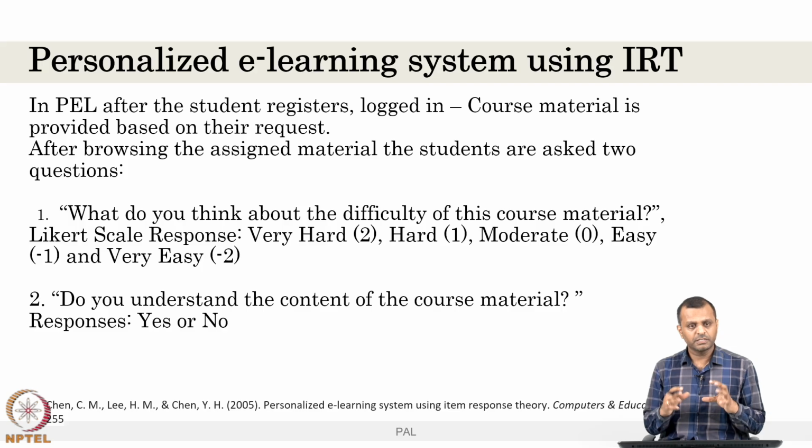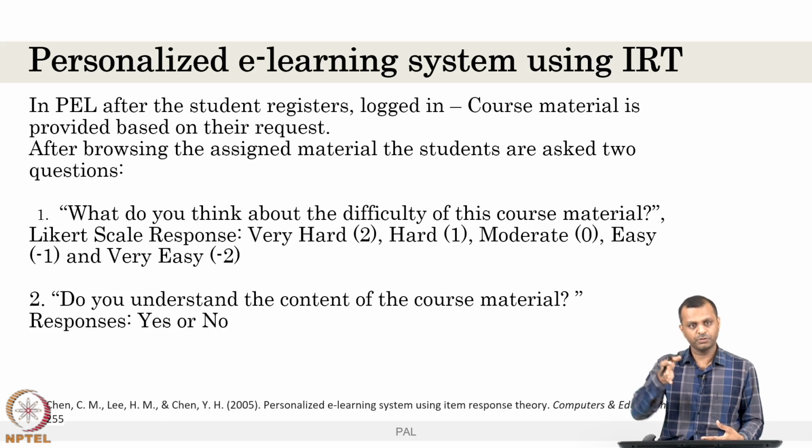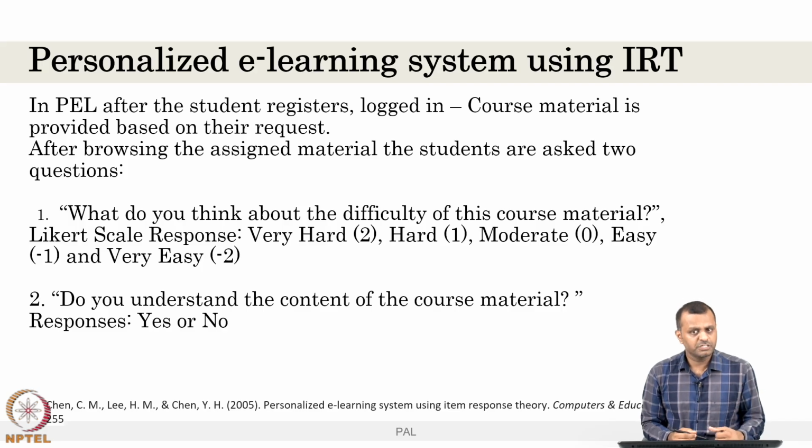So consider this: a system is simply giving the student a set of concepts. A course material is provided, and after the assigned material, the student is asked two questions. One, what do you think about the difficulty of this course material? The student can say very hard, hard, moderate, easy, or very easy. You see the Likert scale: very hard is 2, hard is 1, 0, -1, -2. That's a Likert scale. Another question asked is, do you understand the content of the course material? The student can respond yes or no.